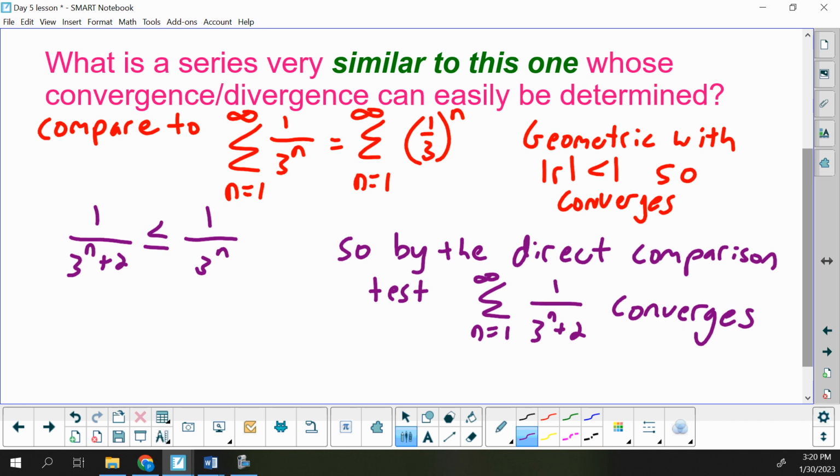So you compare it to a nice series that we can quickly determine converges or diverges. We relate it to either being greater than or equal to or less than or equal to that nice series. And then we see if we can make a conclusion: if something's diverging, everything bigger than it will diverge. If something's converging, everything smaller than it will converge.